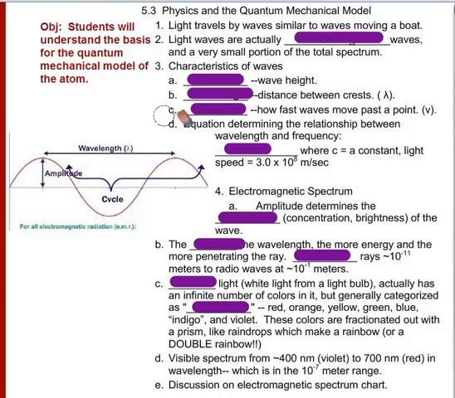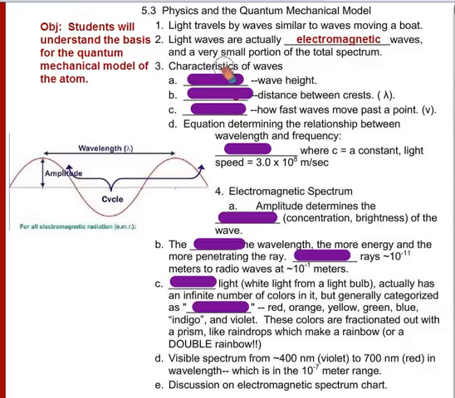Okay, so this is the quantum mechanical model. Light travels by waves similar to waves moving a boat. Light waves are actually electromagnetic waves and a very small portion of the total spectrum. The spectrum is huge. If you look off to the right of my classroom, you see a spiral spectrum poster over there. Just the very slightest bit of it, at about 1 o'clock on the circle, is the visible light. Everything else are the other kinds of electromagnetic radiation.